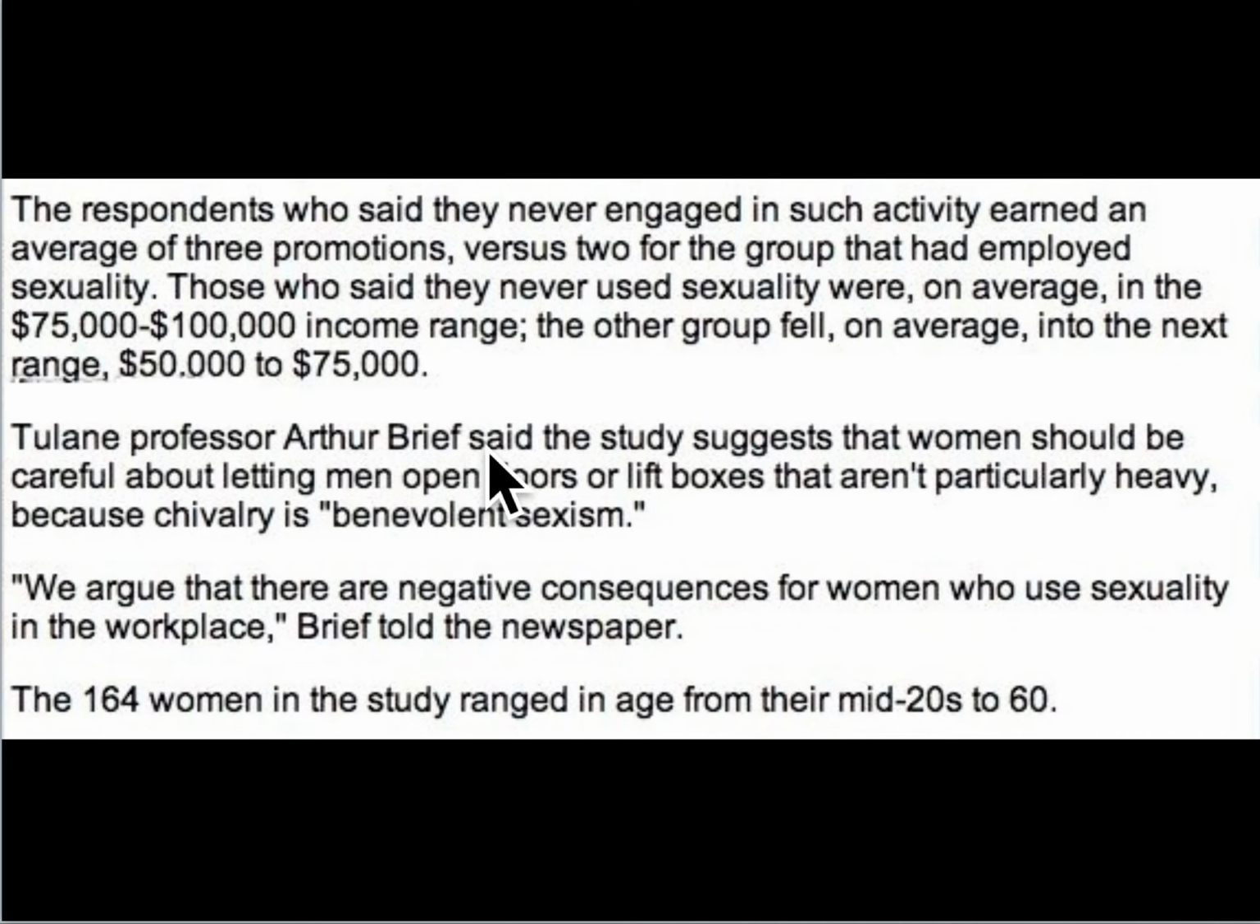Tulane professor Arthur Brief said the study suggests that women should be careful about letting men open doors and lift boxes because it's benevolent sexism. "We argue that there are negative consequences for women who use sexuality in the workplace." This is a causal claim. It's saying that if women do this, it will cause negative consequences. It will cause fewer promotions and lower income.